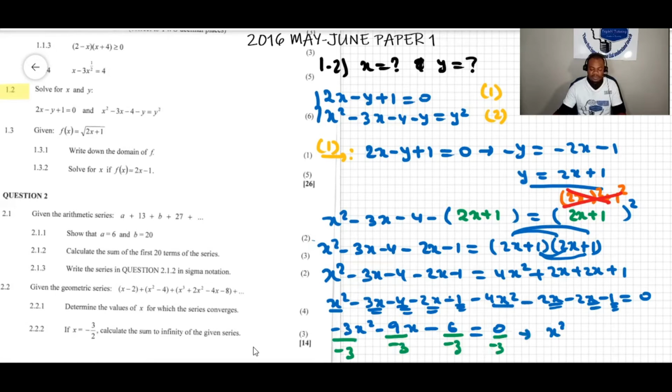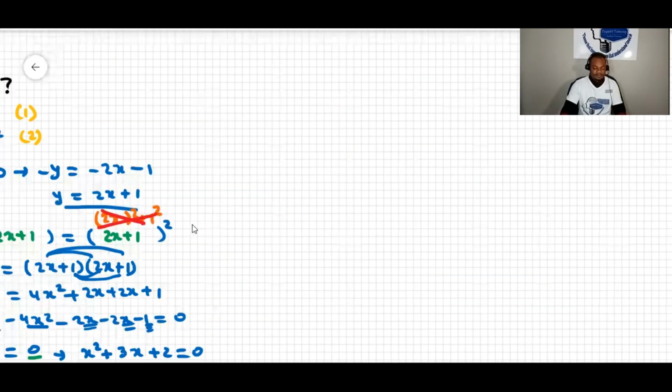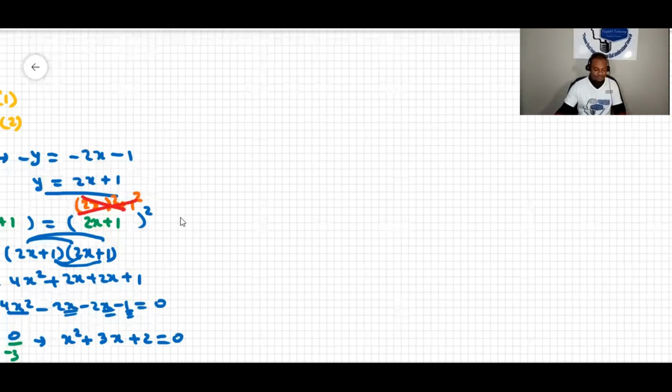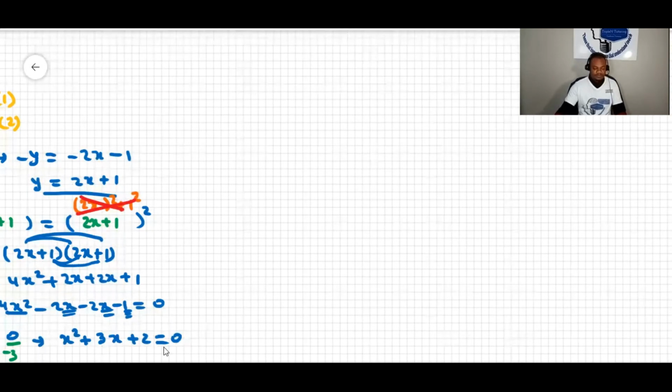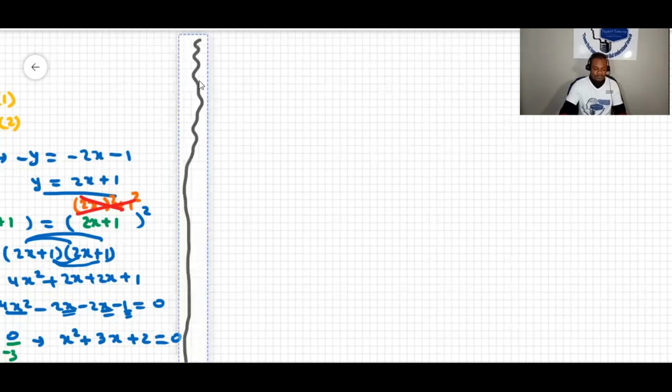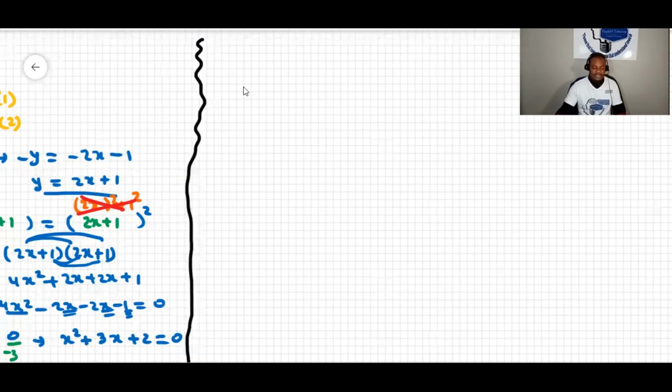So this would make x squared plus 3x plus 2 equal to 0. This is the quadratic equation. We had x squared plus 3x plus 2 equal to 0. We can solve this by factorization.